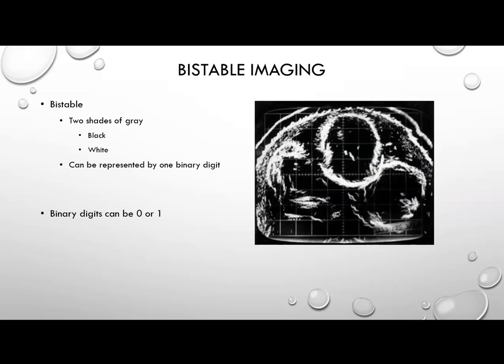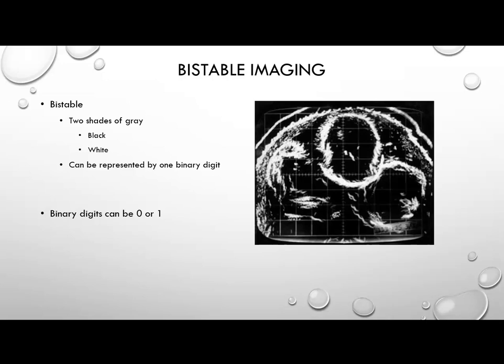We initially started with bistable images. These were where we were able to utilize two shades of gray, one shade being black, the other being white, and the bistable image could be represented by a single binary digit. And binary digits are the smallest component of a computer, and they can be either 0 or 1.